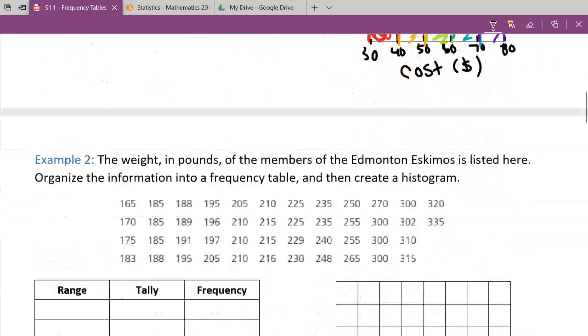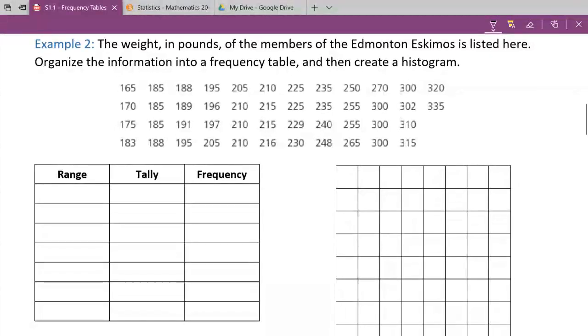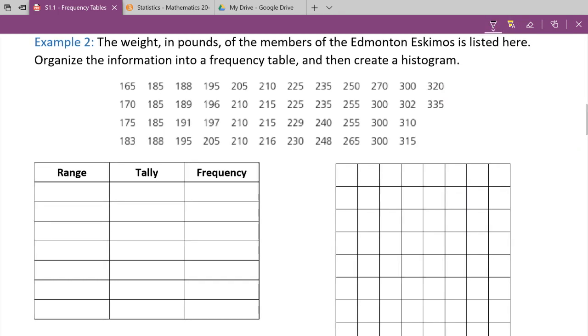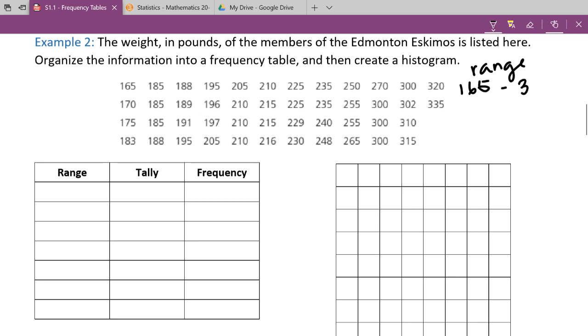Let's try another example. Here we have the weight in pounds of the Edmonton Eskimos football players. We want to organize this information into a frequency table and then create a histogram from that. So again, first thing we want to find our range. And we want to say how much data do we have? Our lowest, this looks in order, 165. Our highest, 335.